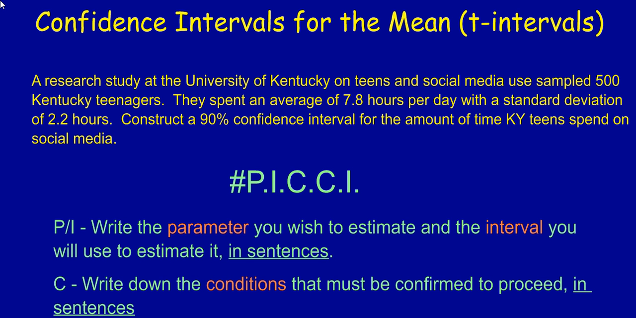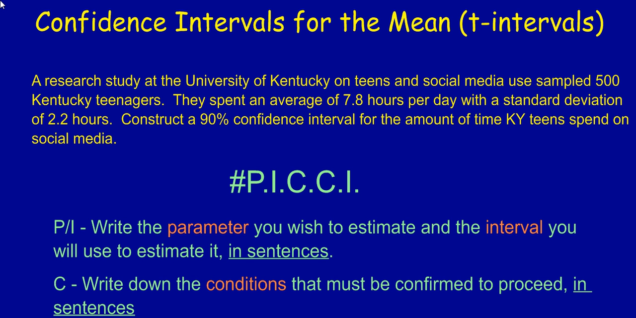I like little memory tricks because I still remember the ones I learned in high school about 70 years ago. So I like to use this. I like to pronounce it peachy, P-I-C-C-I, which is going to help me know the steps I'm going to take to create a confidence interval for the mean. So I'm going to combine the first P and the I, and I'm going to write out in sentences the parameter that I'm trying to estimate and the interval that I'm going to use to do it. So that's for parameter and interval.